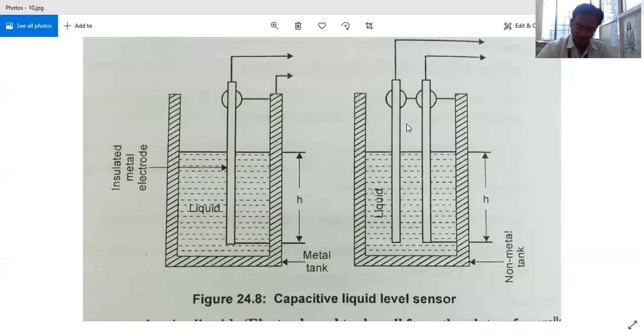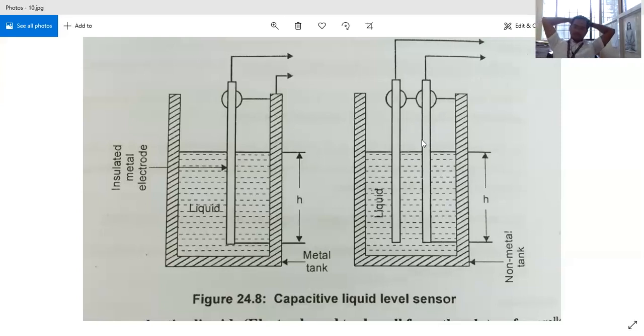Depending on the liquid level, a corresponding amount of capacitance is generated in the system. The greater the liquid level, the larger the capacitance, and vice versa. Because this is non-conducting, when the liquid level is greater, the capacitance between these two will be high. The capacitance output, when calibrated, becomes the measure of liquid level in the tank.